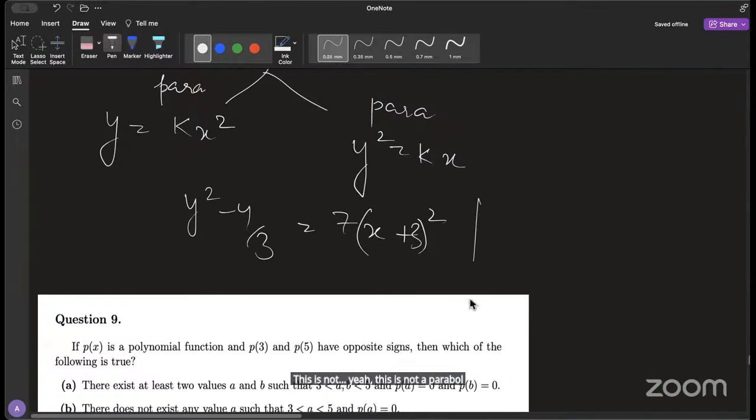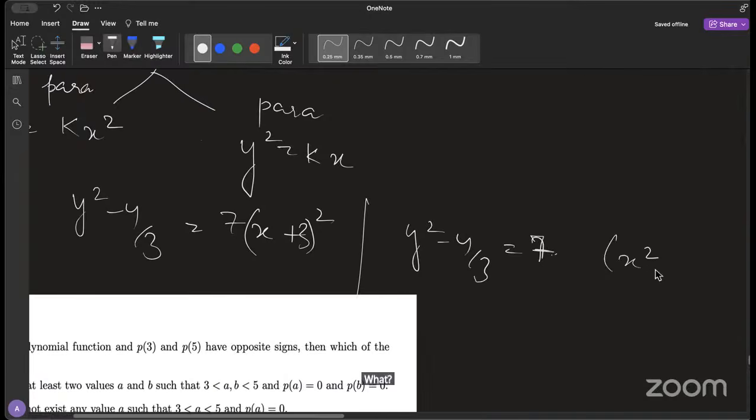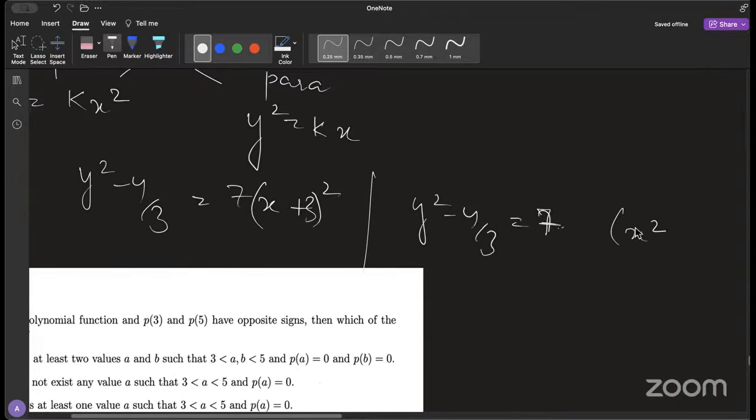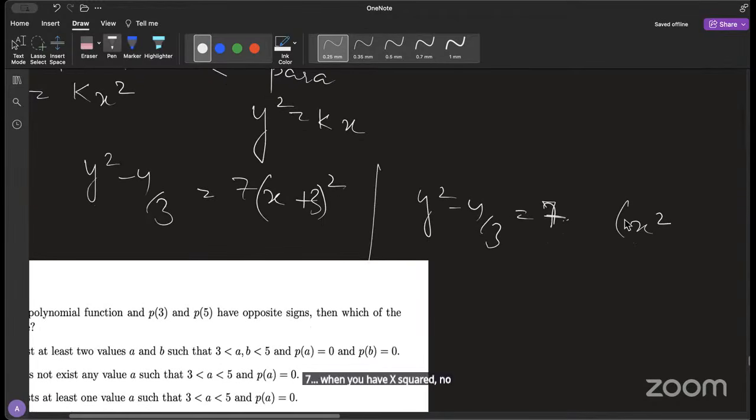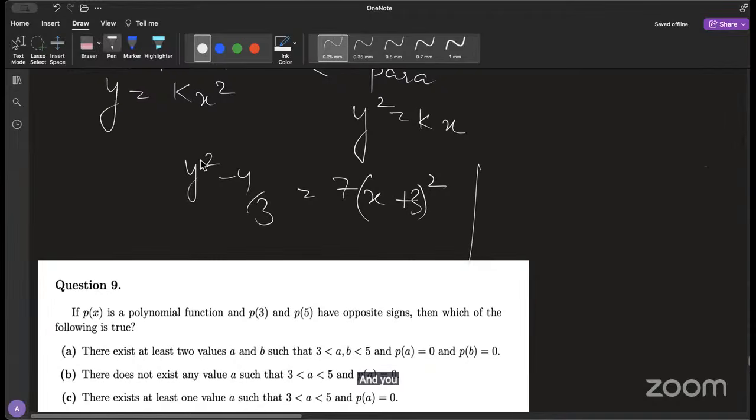Is the equation of a circle? No, it's not an equation of a circle either, because you have x square as positive and y square as negative. It's y square minus x square, so it's a hyperbola. You don't have hyperbolas in your syllabus, so there has to be an error.